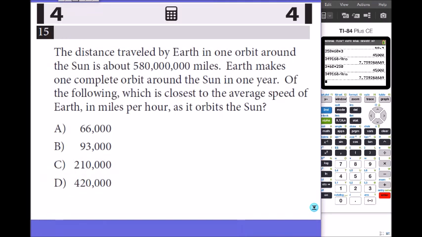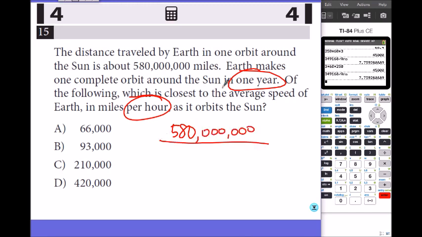Good. 15. The distance traveled by Earth in one orbit around the Sun is about 580 million miles. Earth makes one complete orbit around the Sun in 1 year. Of the following, which is closest to the average speed of Earth in miles per hour? All right, so that's 1 year. So 580 million divided by 1 year.